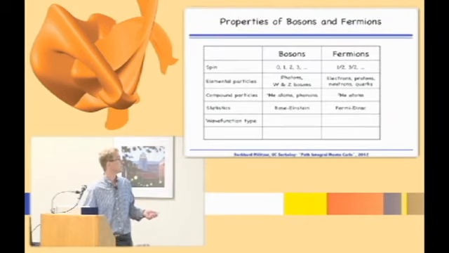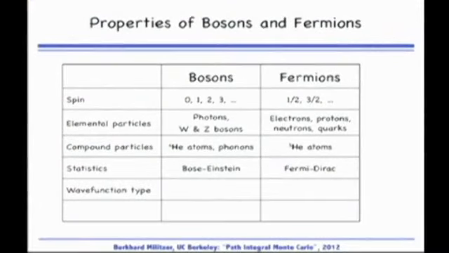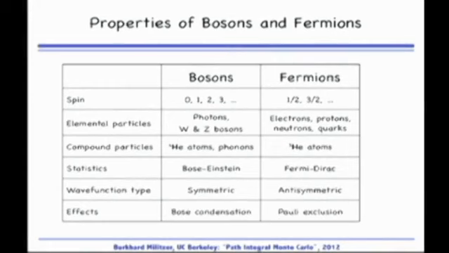For example, we have Bose-Einstein condensation for bosonic systems, and the Fermi-Dirac distribution that arises for helium-3 atoms, for example, and electrons and protons, if you like. The wave functions are symmetric for bosons, so you have to make your wave functions symmetric. Only the symmetric wave functions should be considered. And for fermions, it's only the anti-symmetric wave functions that matter for the system. The effects are that we have Bose condensation for bosons, and we have Pauli exclusion for fermions.